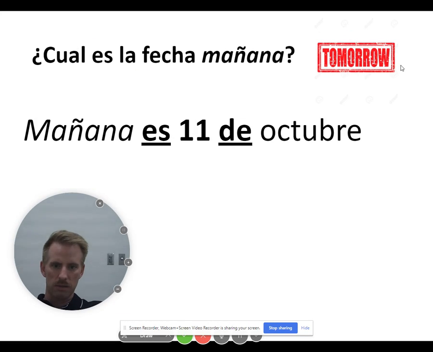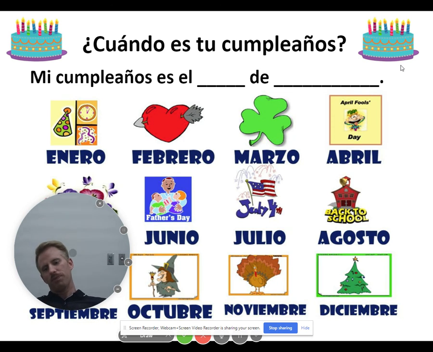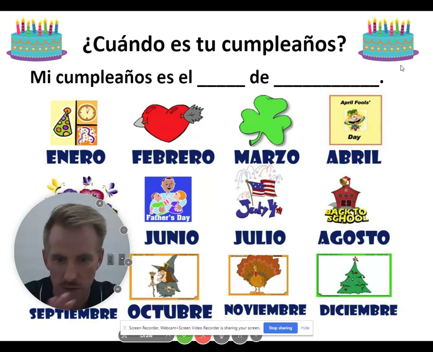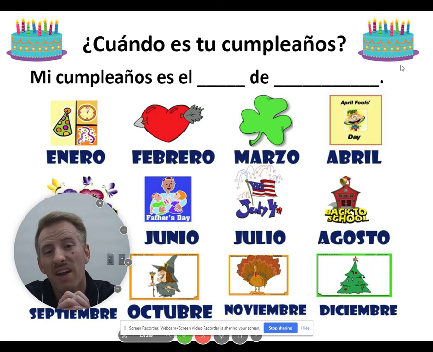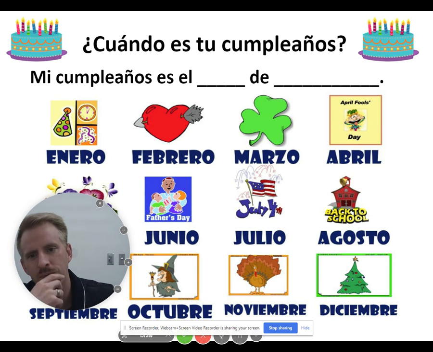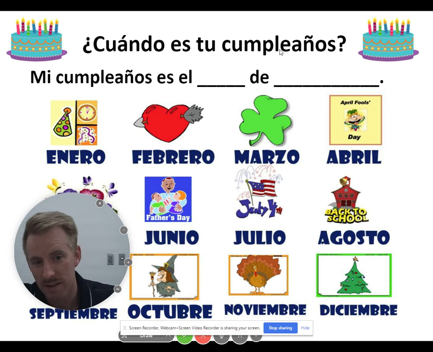So solo queremos hablar de cumpleaños ahora. Cumpleaños. So cumpleaños es igual. It's the same. ¿Cuándo es tu cumpleaños? ¿Cuándo significa when? When is your completion of years? Cumpleaños, cumplir. Cumplir is an IR verb, if you guys remember verbs. Cumplir, to complete. Cumpleaños, so your completion of years.